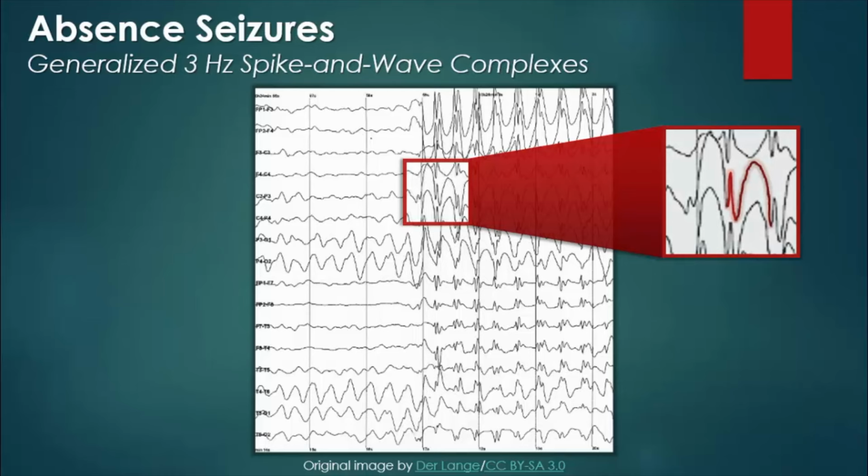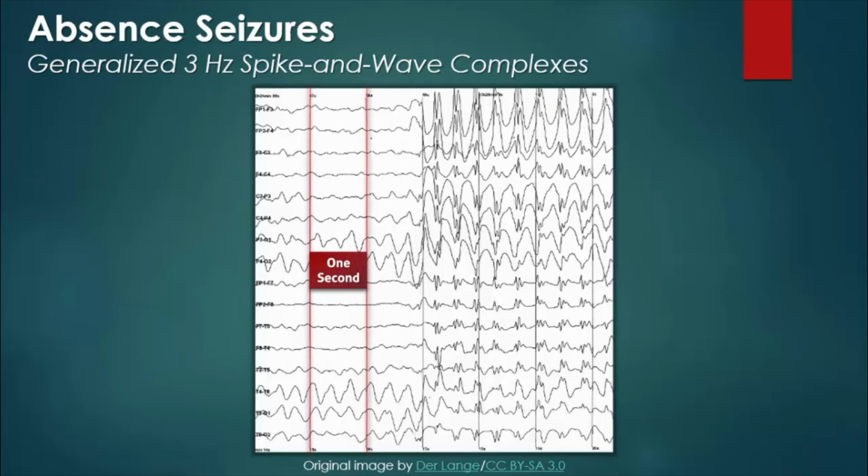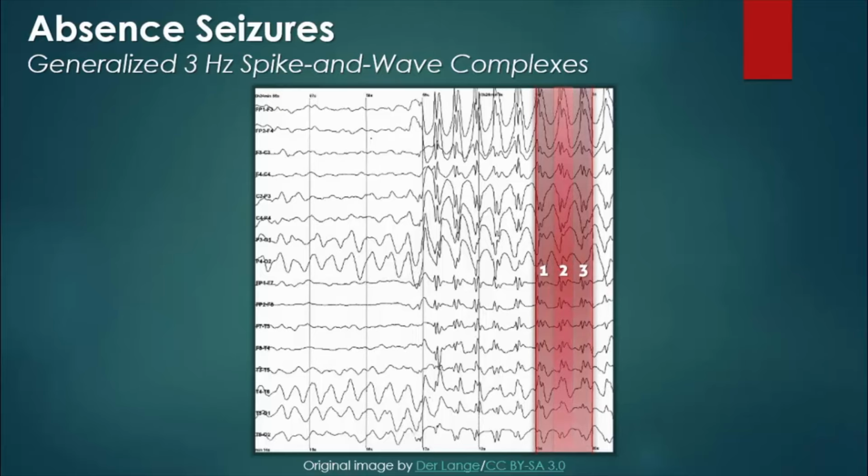Lastly, we need to determine the frequency of the complexes. Now, as you may be aware, the vertical bars are separated by a duration of 1 second. Counting the number of spike wave complexes that occur between the two bars, we find that approximately 3 occur per second. The frequency of these complexes, however, is variable and not necessarily consistent from start to finish. They often begin with a higher frequency and slow down a little before abruptly ending.